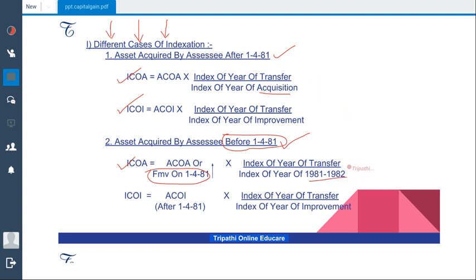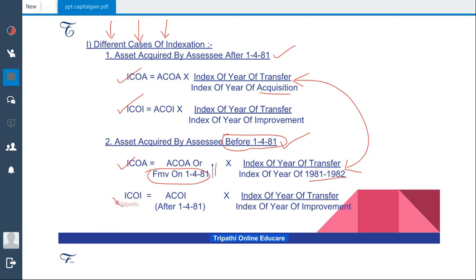So if you compare this formula with the previous one, what change did you get? The addition of fair market value as on 1981, and the denominator, index of year 1981-82. So if you buy any asset before 81, your formula for index cost of acquisition will be actual cost of acquisition or fair market value as on 1981, whichever is higher, into index of year of transfer upon index of year 81-82.